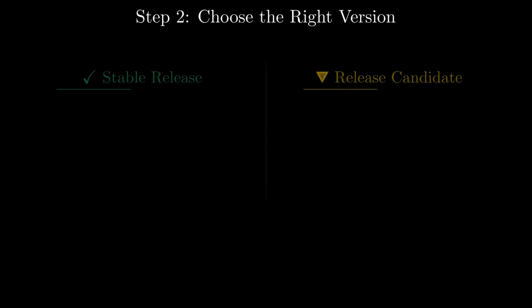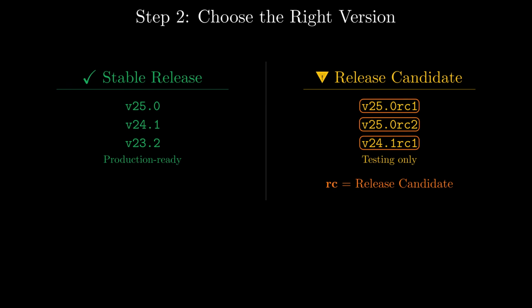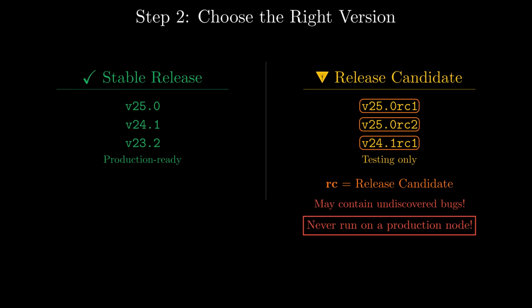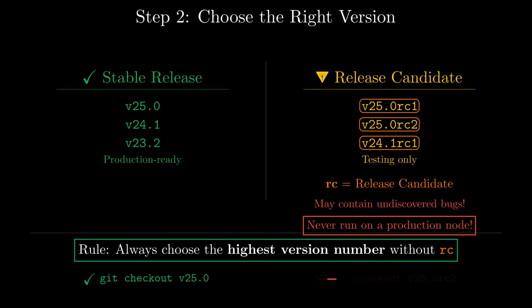Here's the critical distinction. Some tags look like v25.0. These are stable production-ready releases. Others have an RC suffix like v25.0 RC1 or v25.0 RC2. RC stands for release candidate, a pre-release build meant for testing. Release candidates may contain bugs that haven't been found yet. Never run one on a production node. The rule is simple: always pick the highest version number without an RC suffix. For production, you'd run git checkout v25.0.